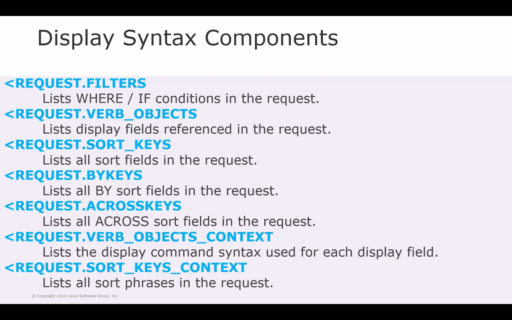It makes pretty much sense, right? You can go across with request.across keys for the across fields if they exist in the request. The last two are interesting. Request.verb_objects_context gives you the display command used for each of the fields.